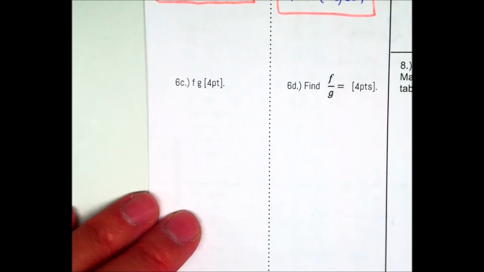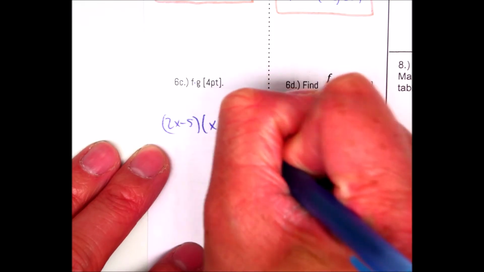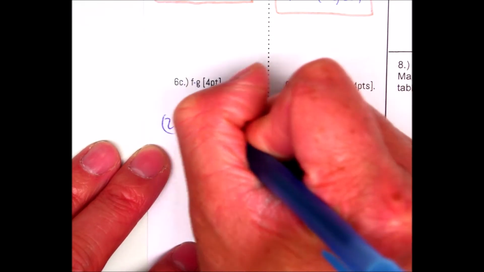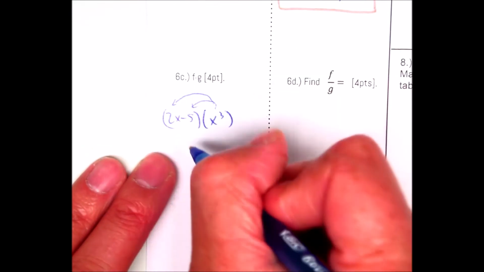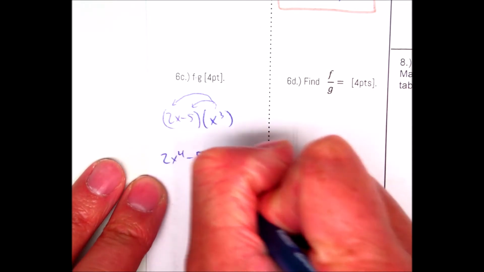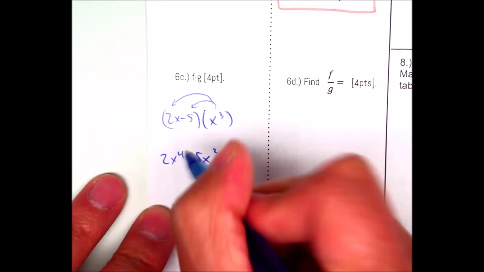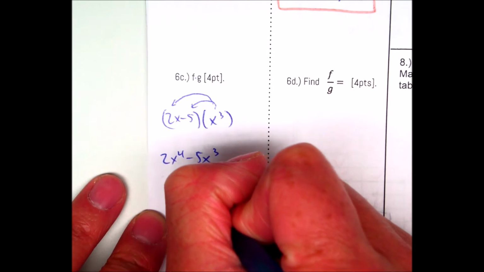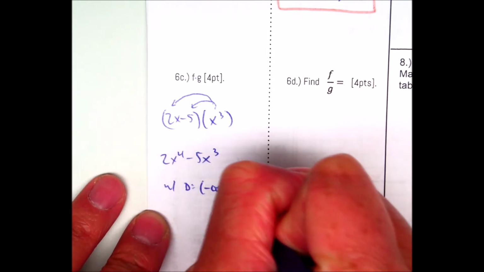Question number 6c tells you to multiply because there's no math operation between them. So I have 2x minus 5 times x to the third, and you're going to kind of do this backwards, distributing here. So that becomes 2x to the fourth minus 5x to the third, with the domain negative infinity to positive infinity.